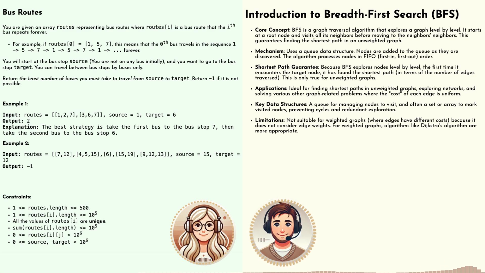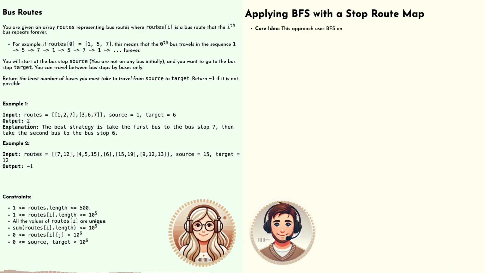So it's not just randomly checking roads. It's going through in a systematic way. Yes, exactly. And because it's doing that systematically, it's guaranteed to find the shortest path, in terms of the number of transfers. Okay, that makes a lot of sense. So we kind of got what BFS is, but how do we actually use it for this bus problem?